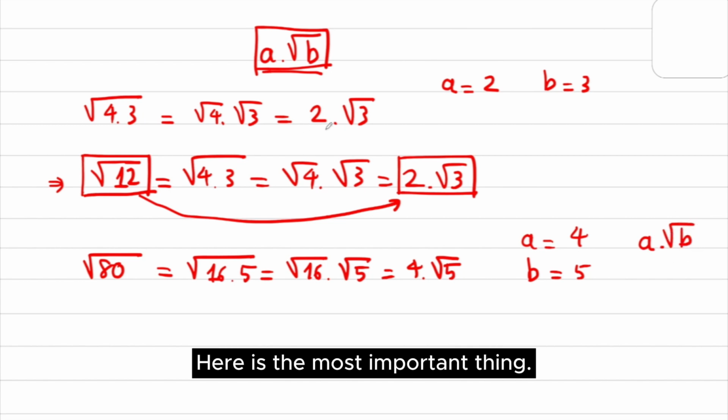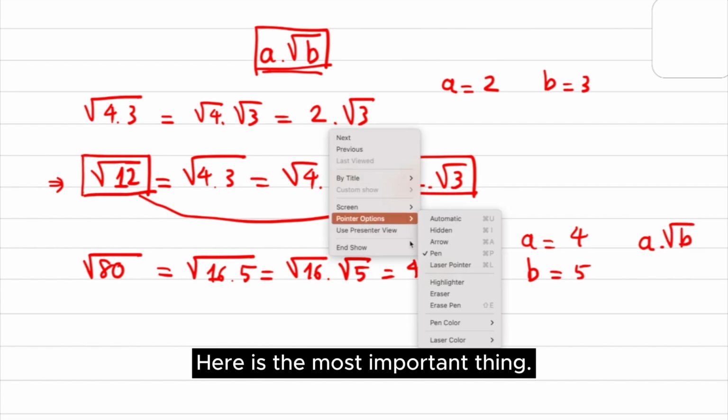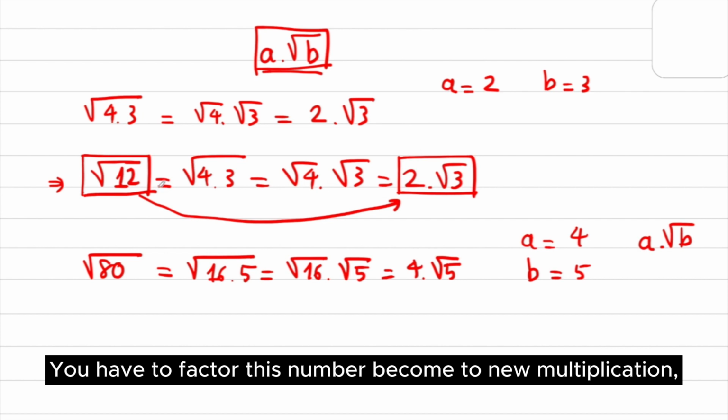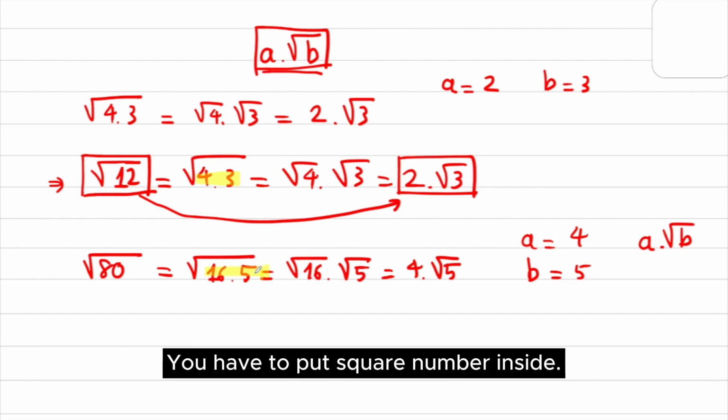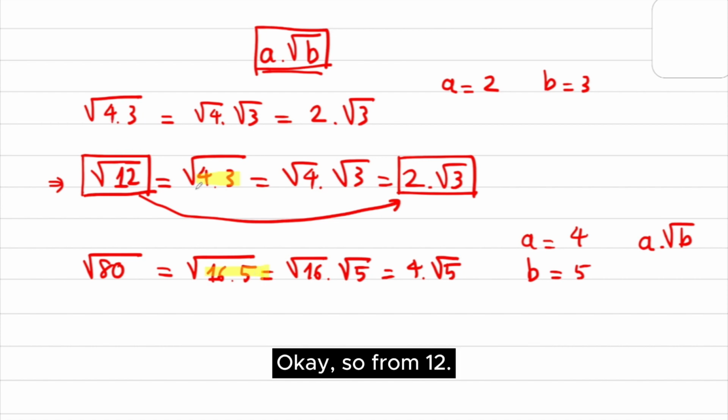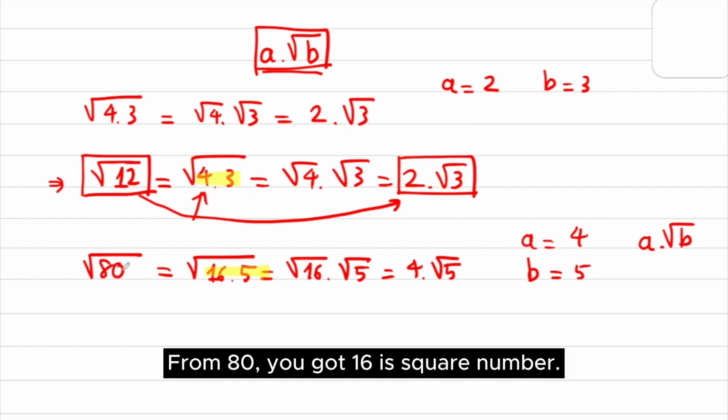Here is the most important thing. You have to factor this number into a new multiplication, but in one of those factors, you have to put a square number. So from 12 you got 4, which is a square number. From 80 you got 16, which is a square number.